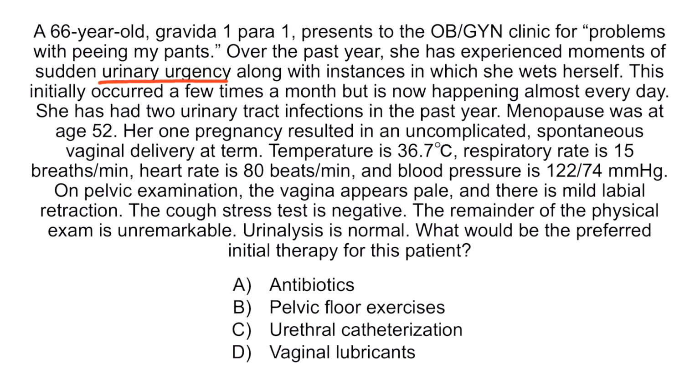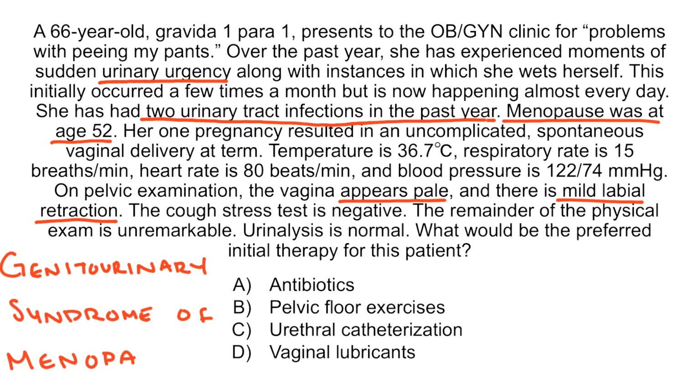So this patient has urinary urgency in addition to having 2 UTIs in the past year. And on physical exam, the vagina appears pale and there's mild labial retraction. So given her genital and urinary symptoms, in the context of being postmenopausal, she's most likely suffering from the genitourinary syndrome of menopause. And recall that this is all the result of decreased estrogen levels. So the preferred initial therapy for this diagnosis is choice D, vaginal lubricants.